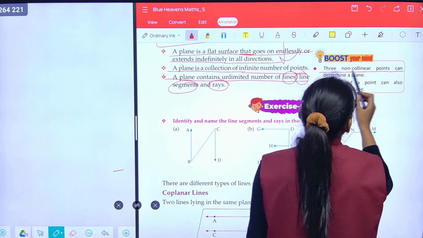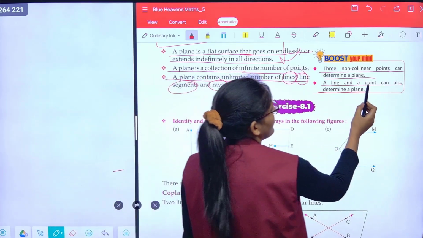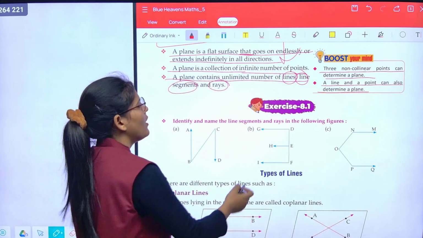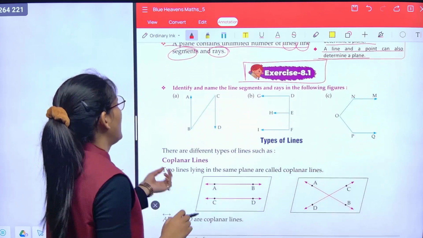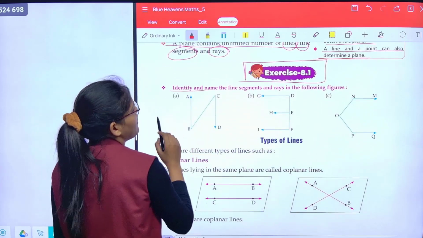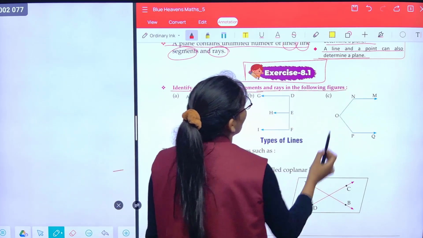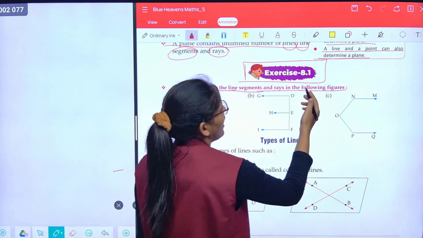Now class, 3 non-collinear points can determine a plane. A line and a point can also determine a plane. Understand? Now class, come on exercise 8.1. Identify and name the line segments and rays in the following figures.